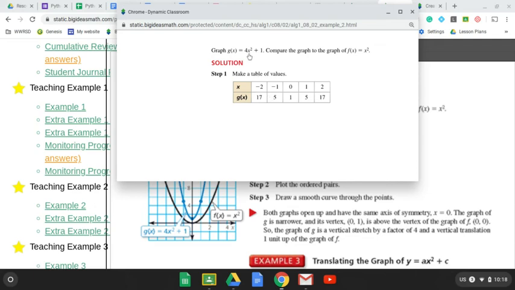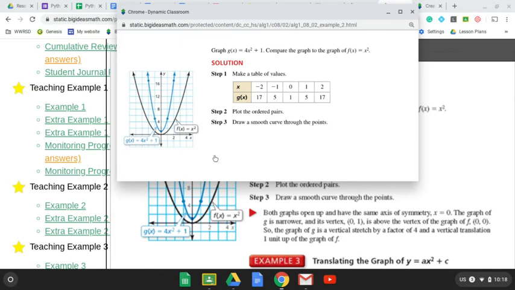Plug in negative 1 squared is 1, times 4 is 4, plus 1 is 5. Plug in 0 squared is 0, times 4 is 0, plus 1 is 1. And then the rest of the table is just symmetric with the beginning. Since this is 17, the last one's 17. Since this one is 5, the second to last is 5. These should always be symmetric.